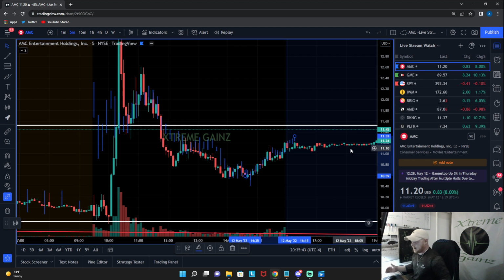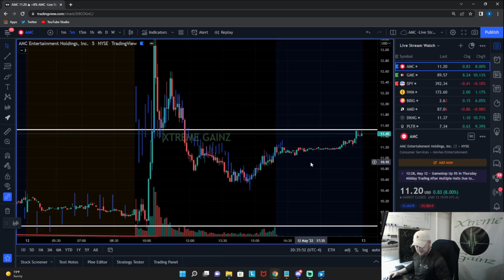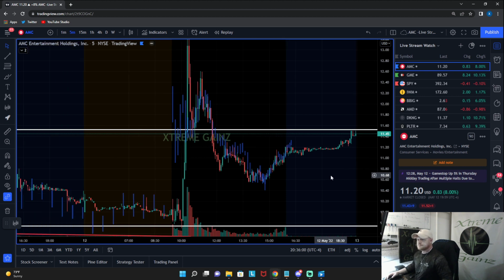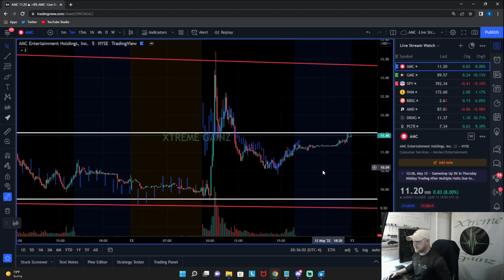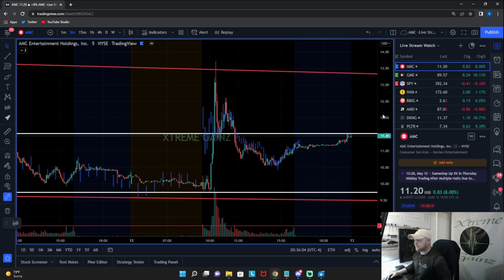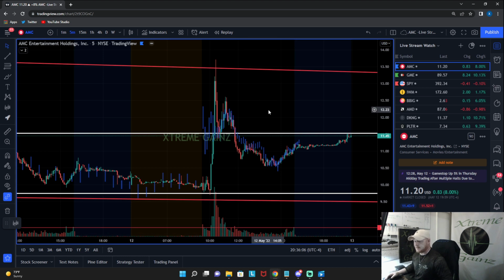AMC finished the day up 8% in regular trading hours. In after hours, it's up an additional 2.37% at $11.47. The 11.53 in after hours here is acting as resistance. AMC had a 30+% move to the upside today.